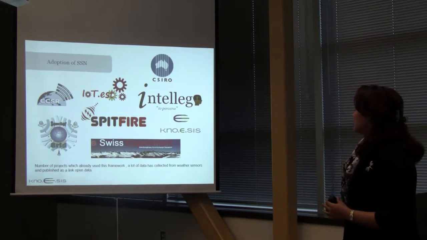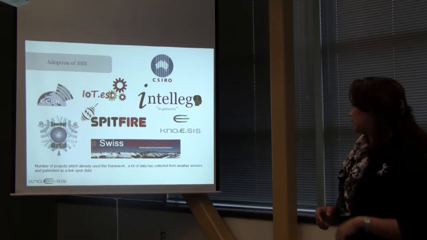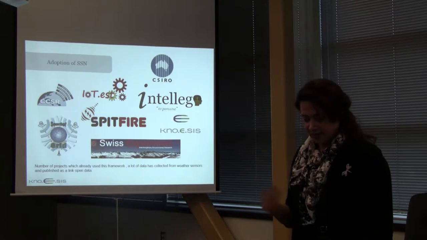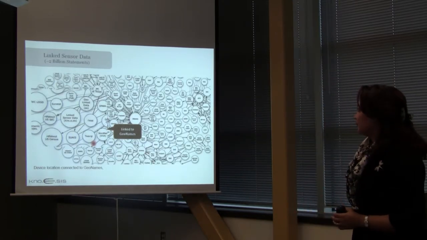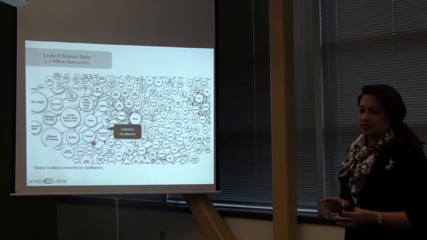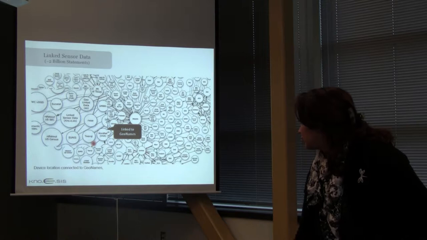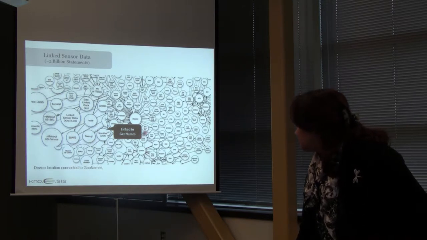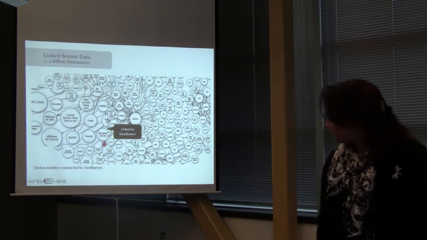A lot of data has been collected from weather sensors and published as linked open data. Linked sensor data: approximately 2 billion triples have been collected. So you can see device location connected to GeoNames. And here is the big circle. You can see sensor data by the noises. And I think the other one is not closed.